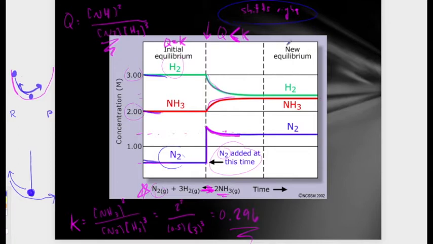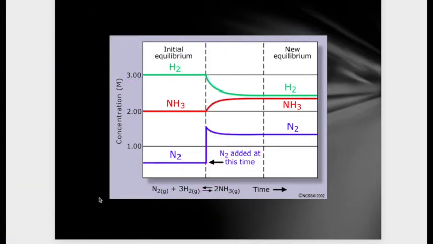Another way of thinking about that, we have made Q less than K. We have increased the denominator here. We've made Q too small. We know that systems will proceed until Q is equal to K. So how can Q become K again? We know the system will shift to the right. Okay, so there's many ways of thinking about this Le Chatelier principle stuff. Pick your favorite way. Hopefully I've mentioned a way that resonates with you or makes sense to you. Let's keep working through some examples.